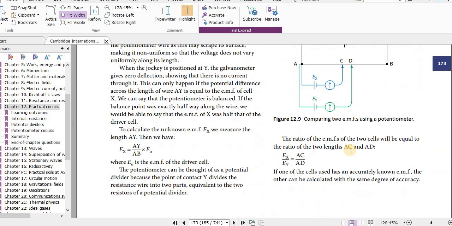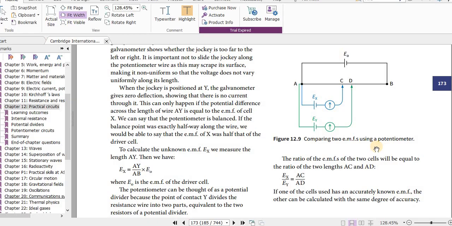So let me just read this bit. Comparing two EMFs using a potentiometer, the ratio of the EMFs of the two cells will be equal to the ratio of the two lengths AC and AD. See, the ratio and proportion. If one of the cells used has an accurately known EMF, so if you know the EMF of either of the cells, the other can be calculated with the same degree of accuracy using this equation.